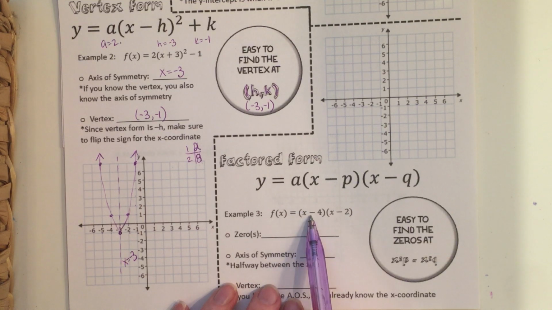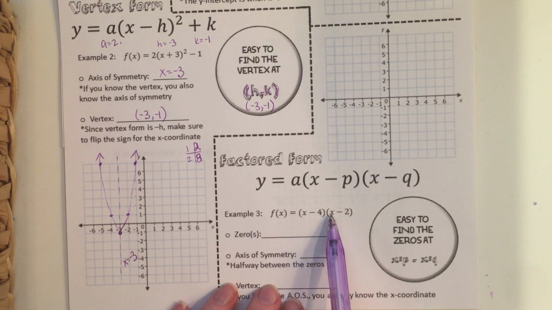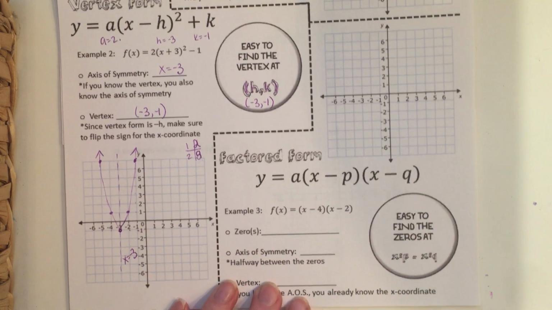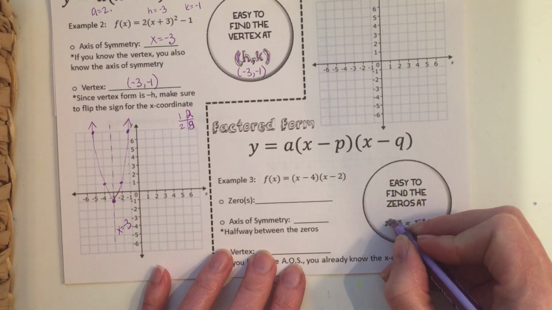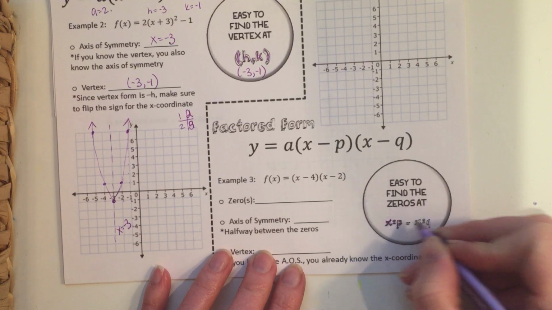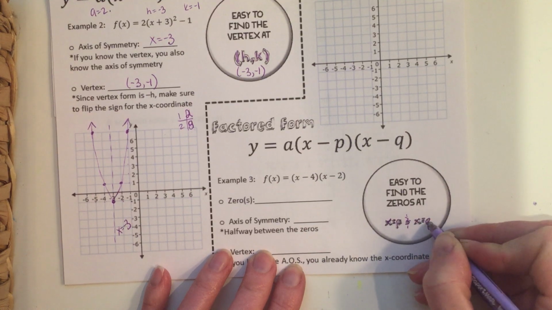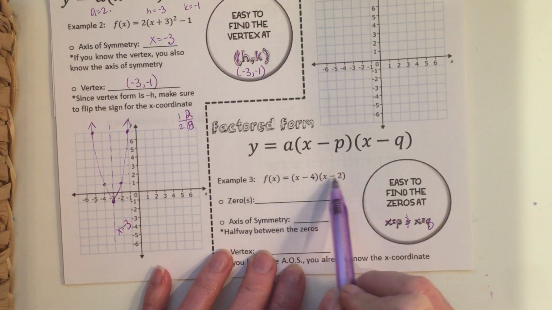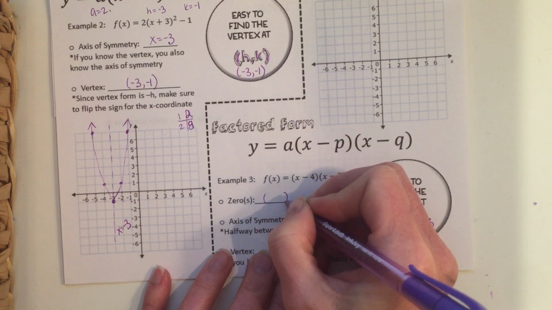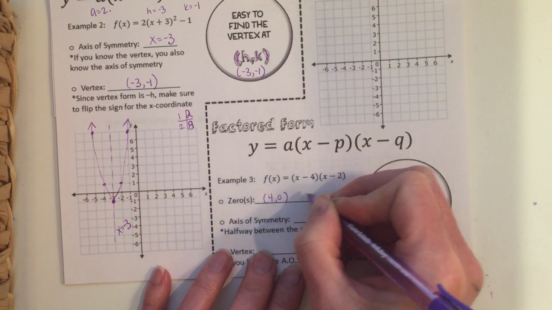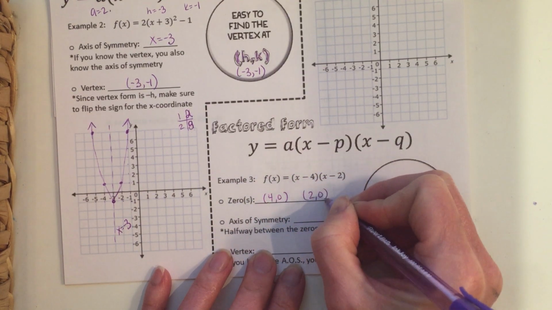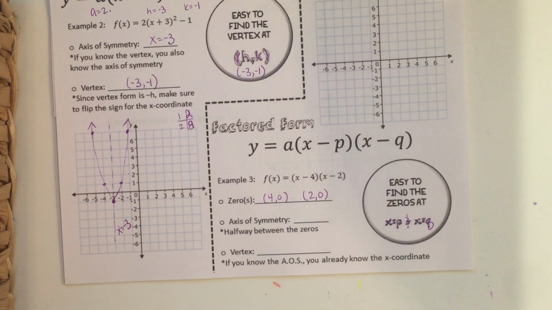So on this problem, I know my x-intercepts are at 4 and 2. Because if I put a positive 4 in here, I would get a 0. If I put a positive 2 here, I'd get a 0. That's what my x-intercepts do. It's kind of hard to see on these doodle pages, but this is saying x equals p and x equals q, meaning it's equal to 4 and 2. So my zeros, or my x-intercepts, occur at (4, 0) and at (2, 0). So what do I do with that?